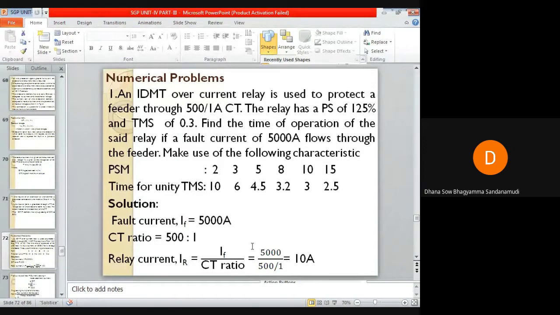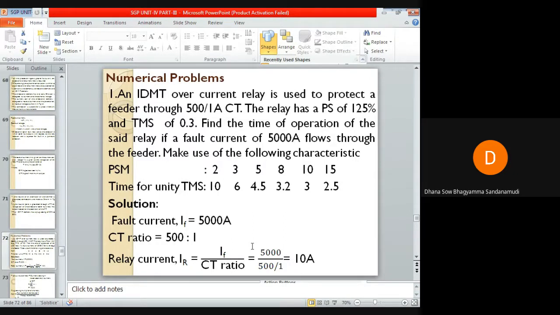An IDMT overcurrent relay is used to protect a feeder through a 500 by 1 ampere CT. So the primary rating of the CT is 500 amperes and the secondary rating of the CT is 1 ampere. The relay has a plug setting of 125% and a time multiplier setting of 0.3. Find the time of operation of the relay for a fault current of 5000 amperes.